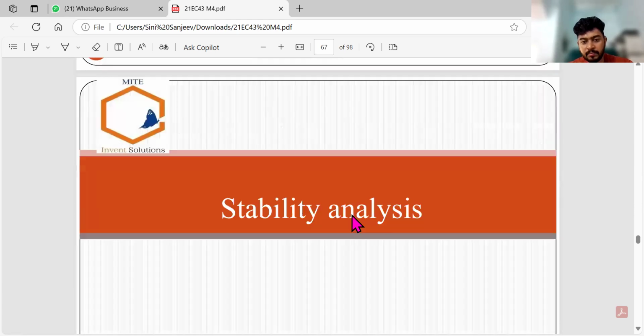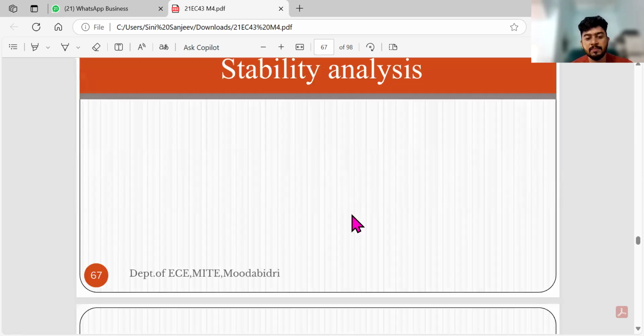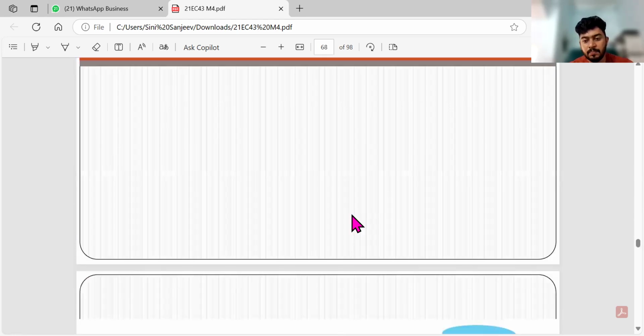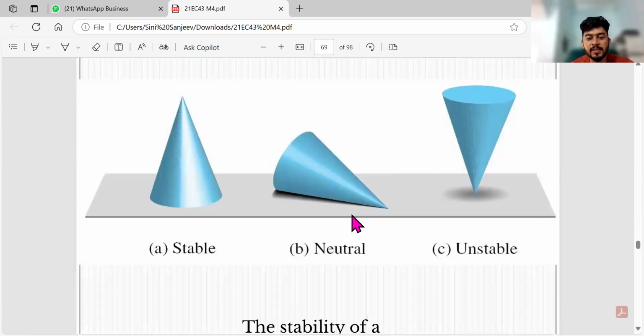Yes, I think it is. So, stability analysis. As you can see here, stable, neutral, and unstable. Correct. If it is kept in this manner, it is what? Stable.